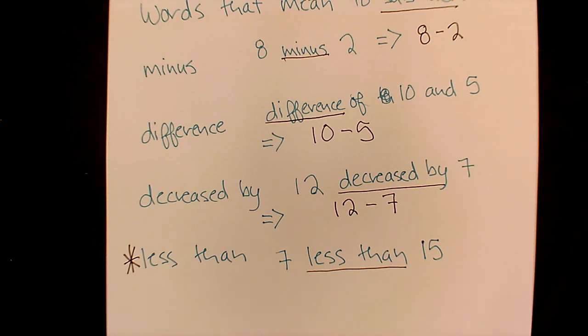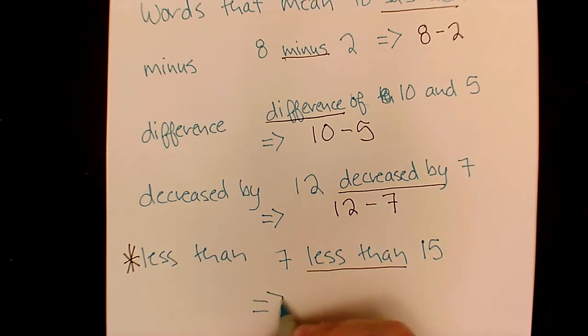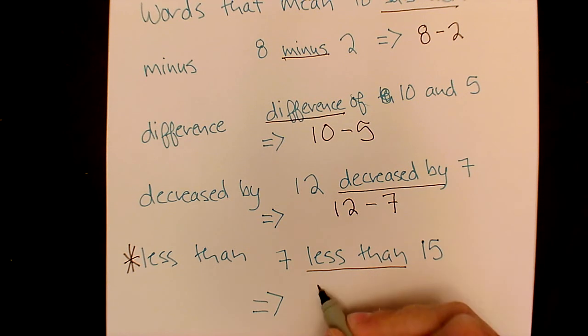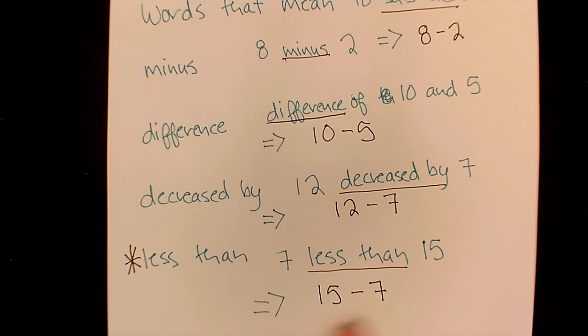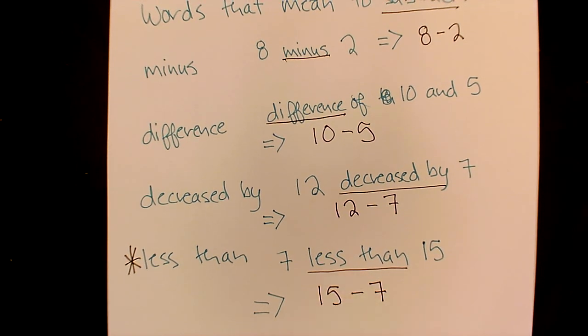So what we want to do, 7 less than 15, we're actually going to write it in math as 15 minus 7. So the order is switched. We're saying 7 is less than 15. So the bigger number comes first. It's 15 minus 7. Less than means to subtract. So be careful with the less than. The numbers are switched.